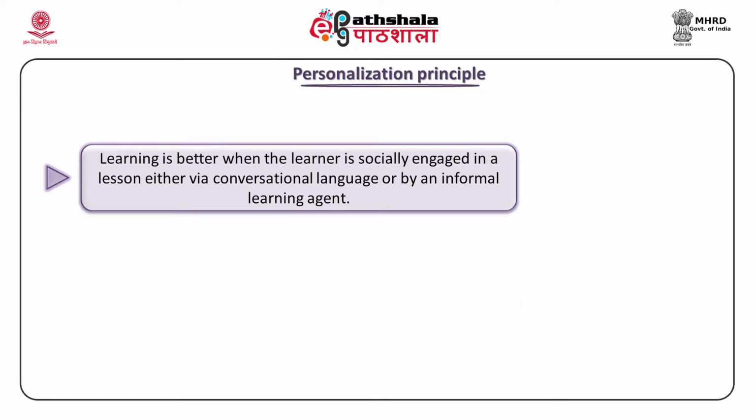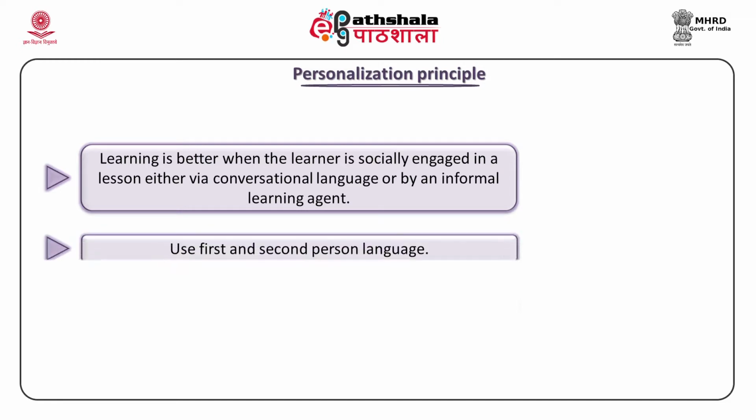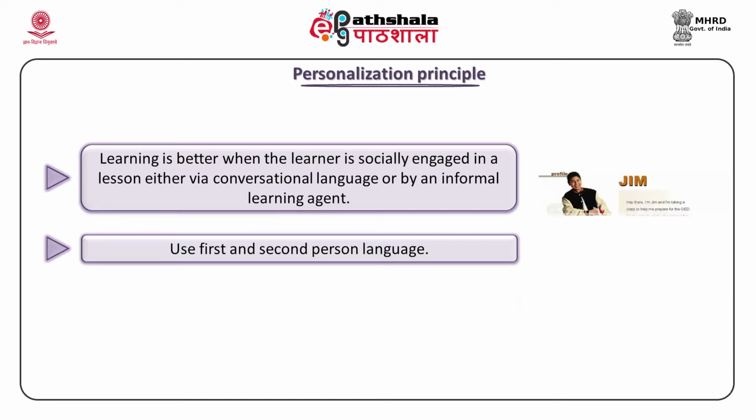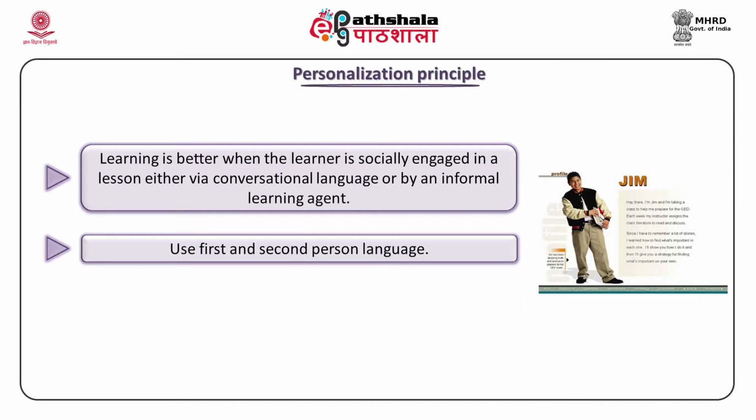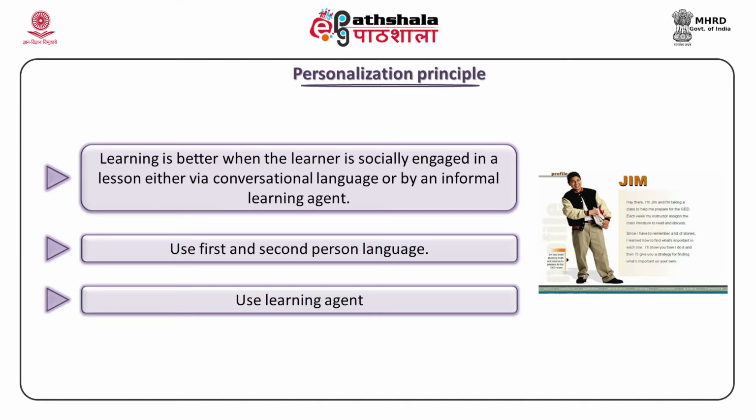While you write the script for your e-lesson, use first and second person construction. For example, you can use dialogue such as, "Hello friends, are you ready to learn about legal and ethical issues in using ICT?" One example which is shown in figure, in this program designed to teach reading comprehension at a 4th to 6th grade level, the agent Jim is introduced and appears throughout the program to show readers comprehension strategies that have worked for him. So, learning is better when the learner is socially engaged in the lesson. Here, it is done by introducing a learning agent, that is Jim.